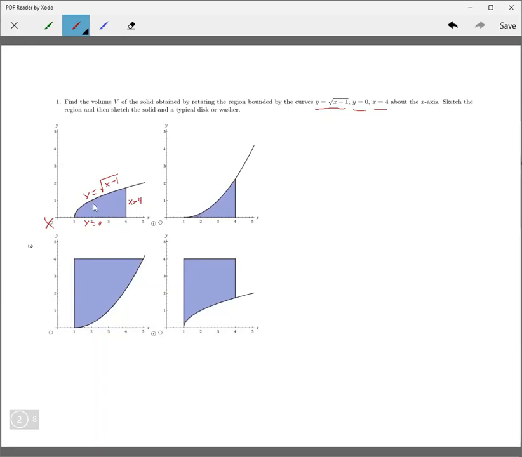Okay, and so you can see that this is the region they're talking about. They don't want you to find the area of this region, but rather, basically what's happening is they're going to rotate the region about the x-axis. Okay, so it's rotating about the x-axis. That means it's going to be rotated this way about the x-axis. So they're just going to take that and rotate it around.